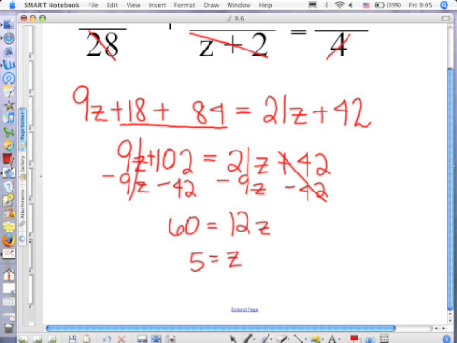Now I missed something. Does anybody know what I missed? Restrictions. I missed my restrictions. Looking at my denominators, what could z not equal? -2. Z cannot equal -2. Well, does it? No, so I don't have a problem with it. Z is equal to 5.